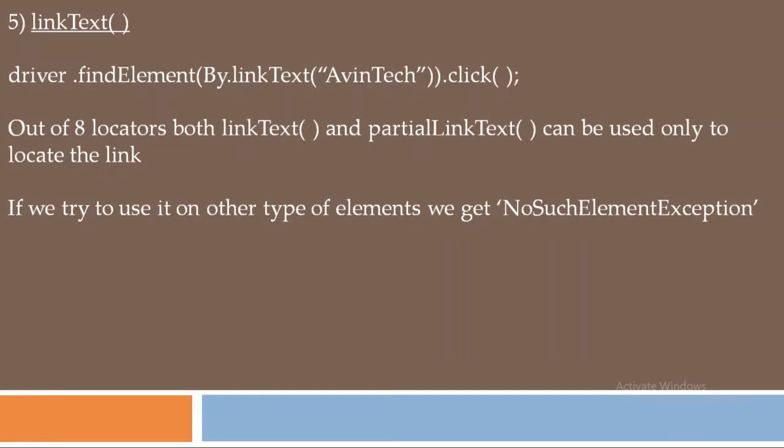So guys, we will see the linkText locator today. The syntax for the linkText locator is driver.findElement(By.linkText("the text")). Then if you want to perform any action on that, you can perform .click. Out of 8 locators, both linkText and partialLinkText can be used only to locate a link. If you have a link, then only you can perform actions by using these 2 locators, not on any other element. Only on a link can we perform the actions by using these locators.